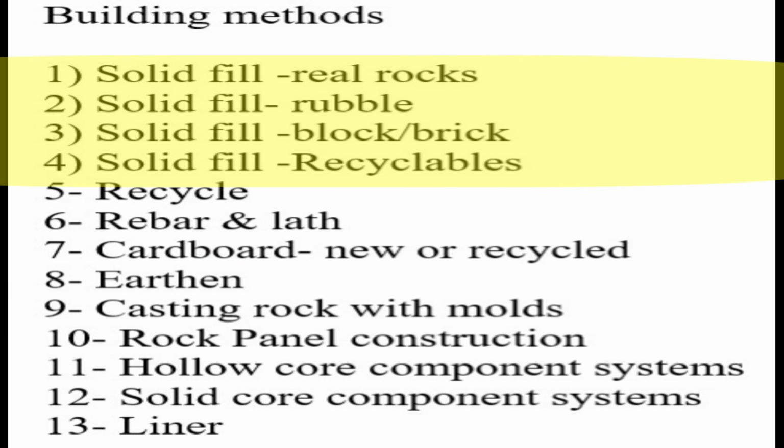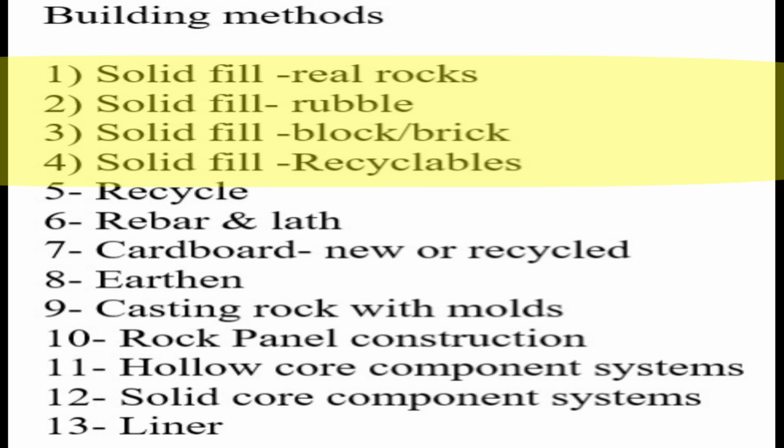Okay, starting from the top of the list, the first 4 are very similar. They all say solid fill, but then on the right side of each one of them, you're going to see the first one's real rocks. I go gather up real rocks. That's my building material. Rubble, broken brick is rubble. Broken concrete, broken whatever solid fill rubble you can find. That's what you're going to use.